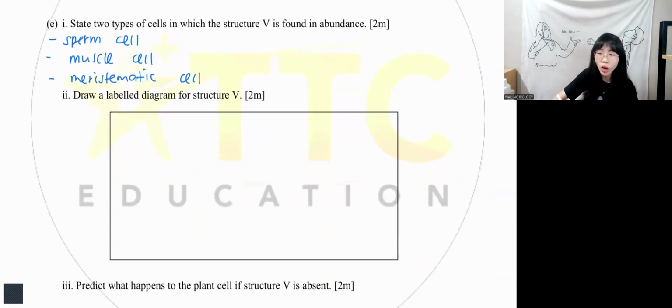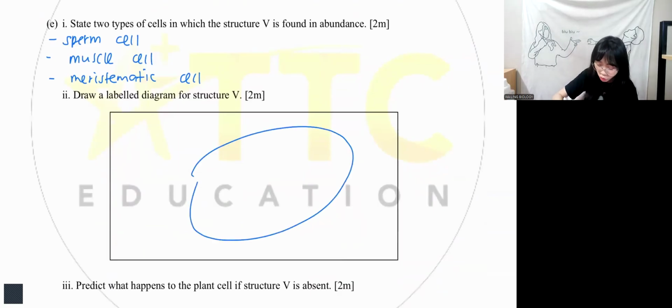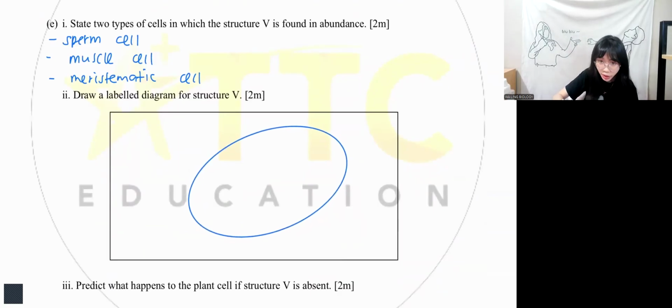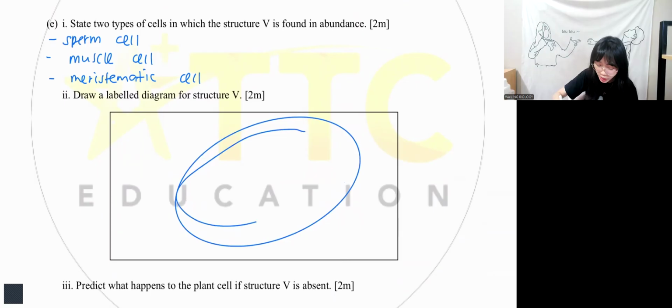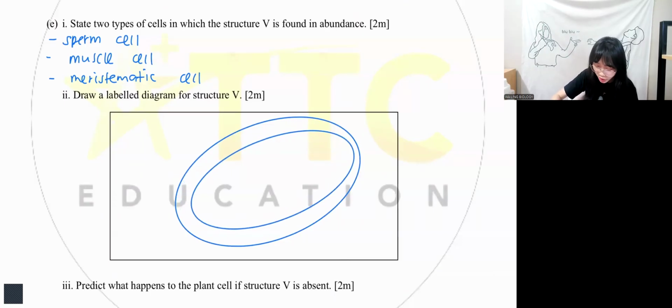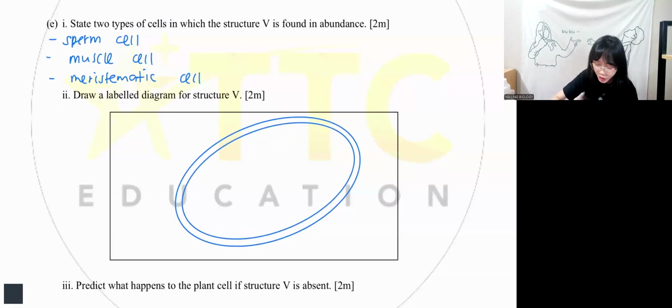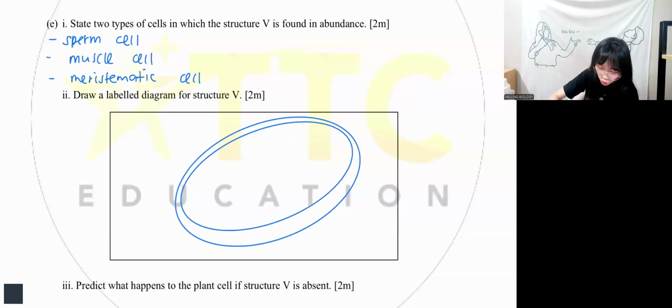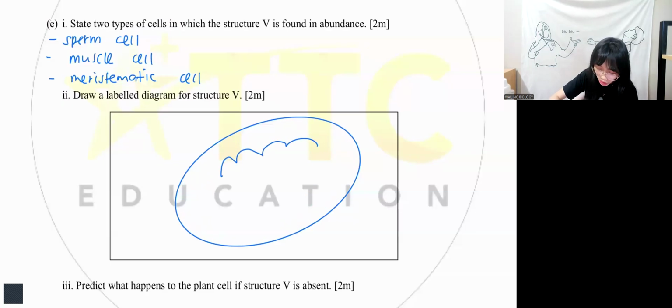Draw structure B. Draw a mitochondria. We're going to draw two layers. Oval shape. Okay, one more layer. Sorry, wrong one. Not two layers, the two-layer one is a cloud shape. Wrong diagram. It's supposed to be like that. No, this is mitochondria, not chloroplast. I don't want to draw chloroplast.